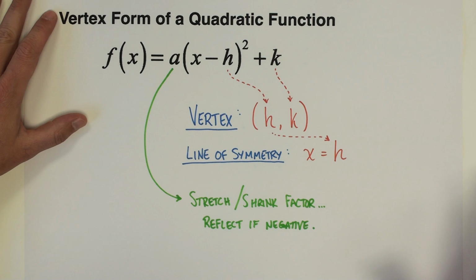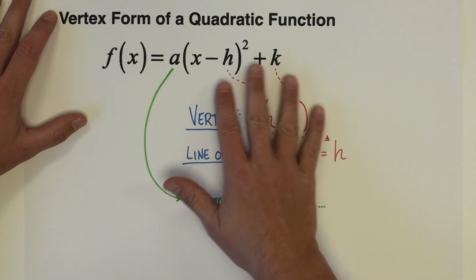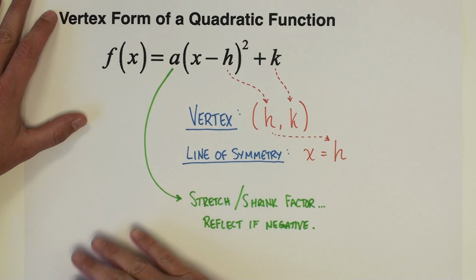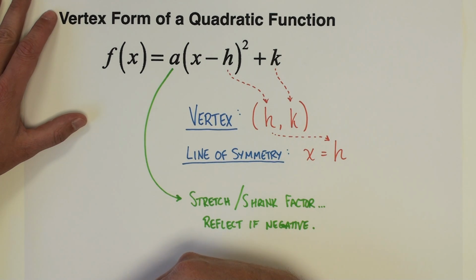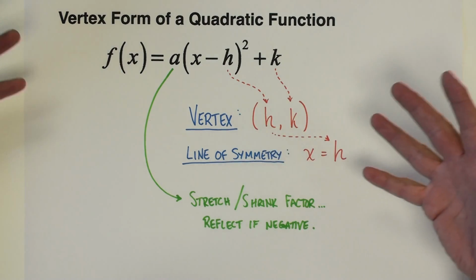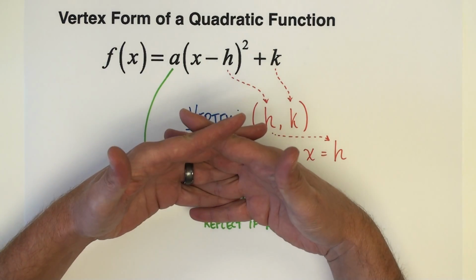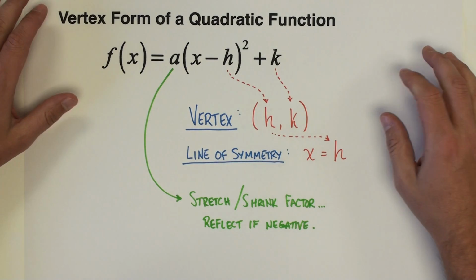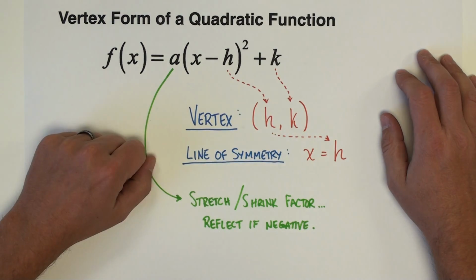So let's go ahead and jump into just some example problems. We should be very familiar with the transformational effects of all these constants, and we're getting familiar in this video with the point pattern for the quadratic function. And the idea is we're just going to put those things together to be able to graph quadratic functions in this vertex form.